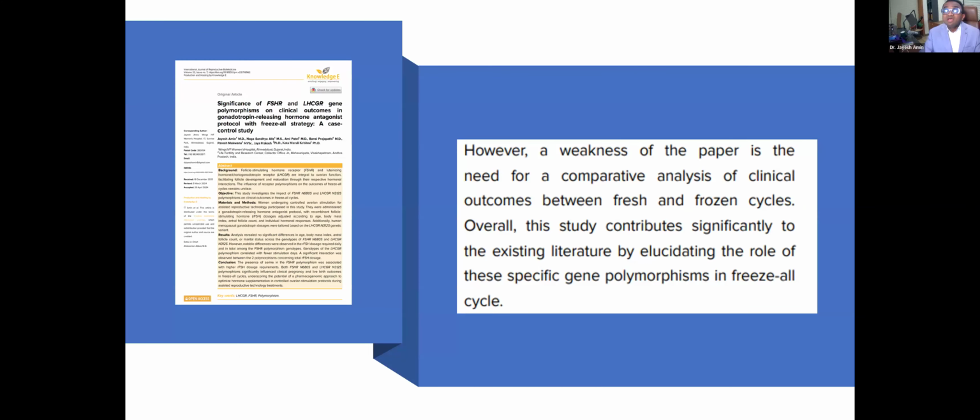So this is, however, what I already wrote in my study. If you see, a weakness of the paper is the need for a comparative analysis of clinical outcomes between fresh and frozen cycles. Overall, this study contributes significantly to the existing literature by elucidating the role of this specific gene polymorphism in freeze-all cycles. What about the recommendations?